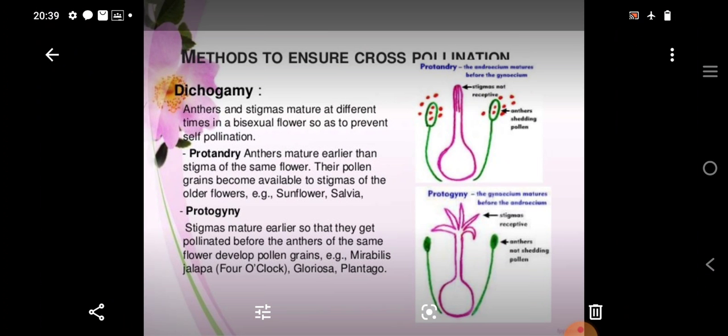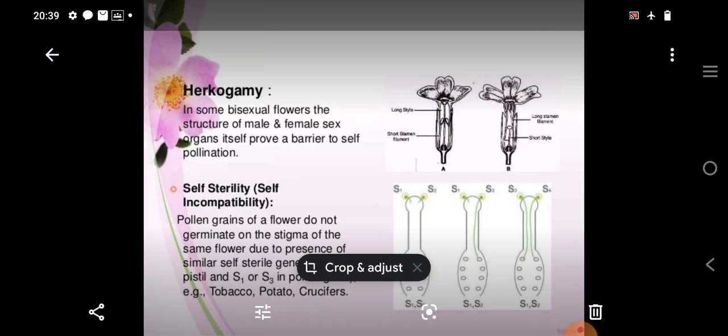pollen from another flower or another plant before maturing the male reproductive organ. Mirabilis jalapa, the four o'clock plant, as well as Gloriosa and Plantago are some examples of protogyny. Another kind of adaptation is herkogamy.